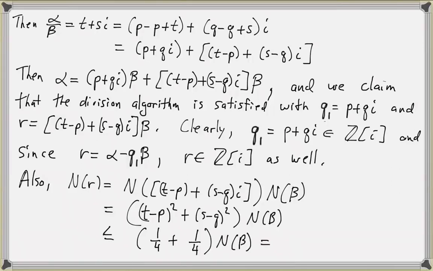So this is equal to 1/2 the norm of beta, which is going to be less than the norm of beta. So that establishes the requirements of the division algorithm. And we see that the Gaussian integers is a Euclidean domain.